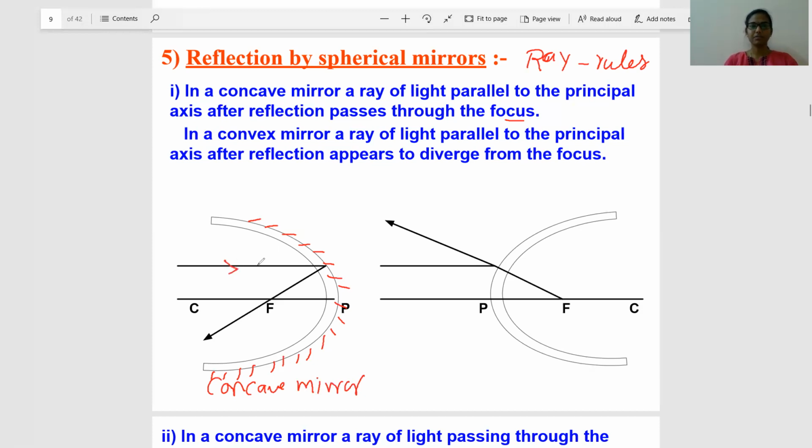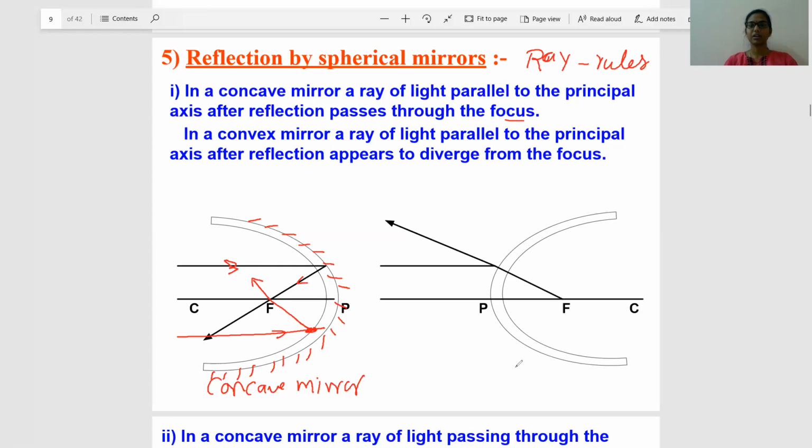When a ray of light is incident on the concave mirror, after reflection it will meet at the focus. When a light ray falls on the reflecting part of the concave mirror, after reflection it passes through the focus. This is the first rule.